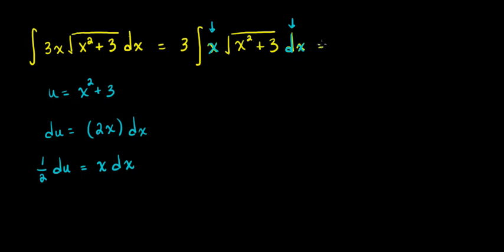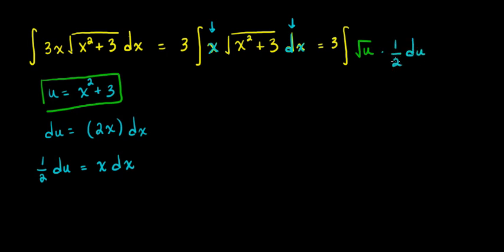Now I can rework my integral. My integral is going to equal, I have this 3 on the outside. Now the square root of x squared plus 3, remember I can substitute that. We said that u was equal to x squared plus 3, so this is going to be the square root of u. Instead of having x dx, I can replace x dx with this 1/2 du. And the 1/2 is just a constant. It has nothing to do with our variable of concern, which is u, so I can pull that out.